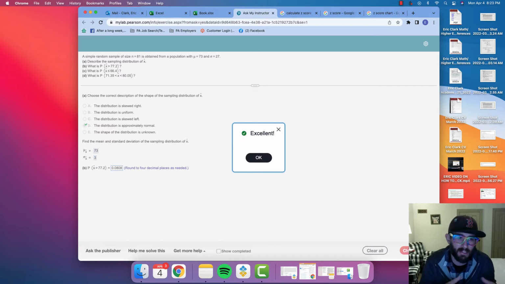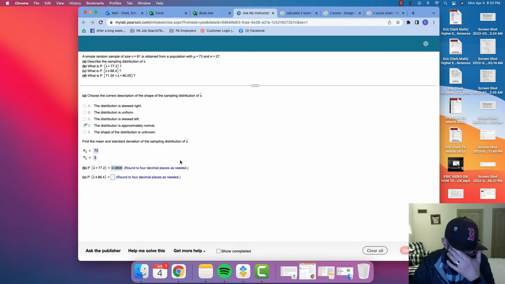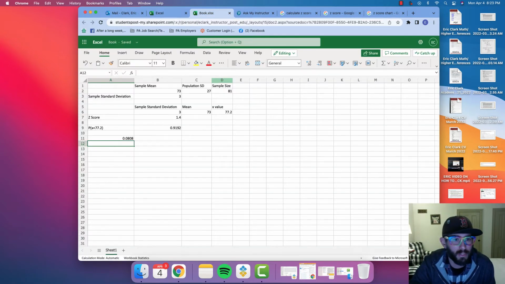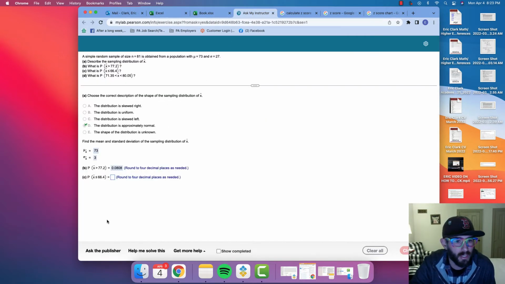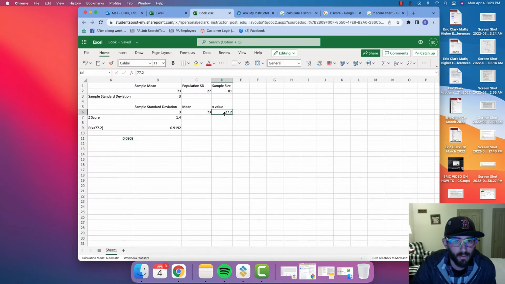And really, figuring out what to do requires us to dig a little bit deeper into the text and how things are written. Here's something a little bit different. We're looking for the probability that x is less than or equal to 66.4. Since we're looking for x less than 66.4, we're looking for the probability to the left of that value. So what we can do is change our x value to 66.4.